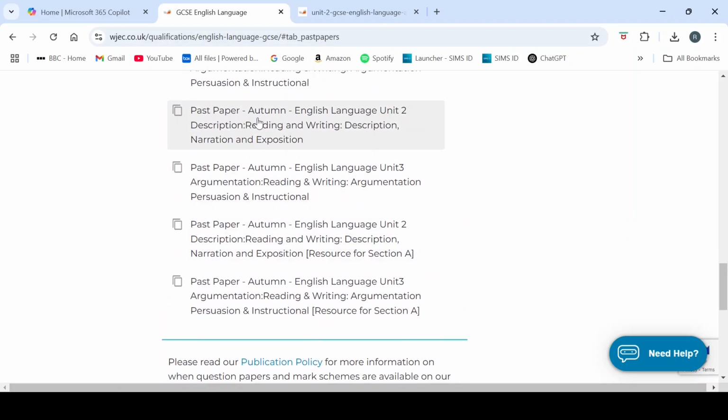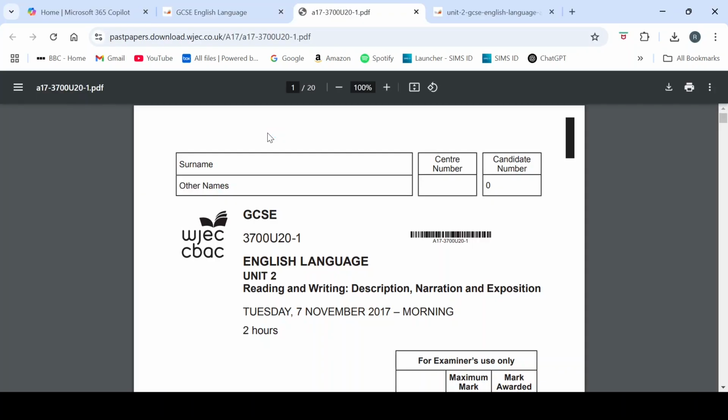You can see here the autumn or the November English Language Unit 2 past paper. That's the actual question paper. And then here is the resource material. So you can download either of those, both of those for free. There's the paper.